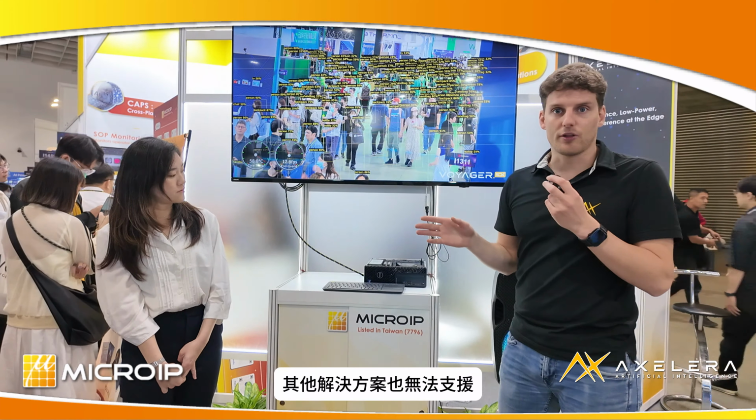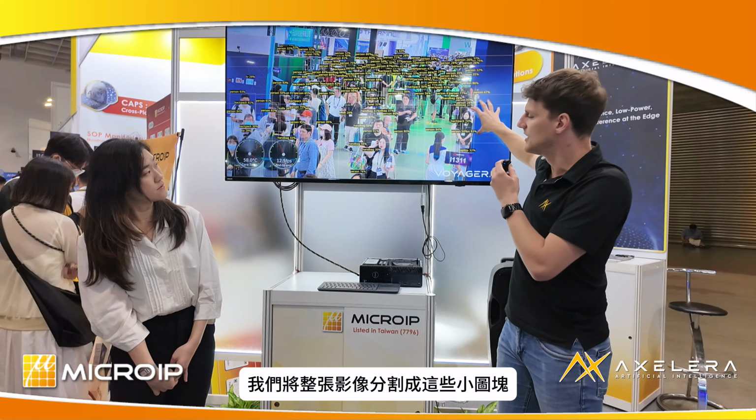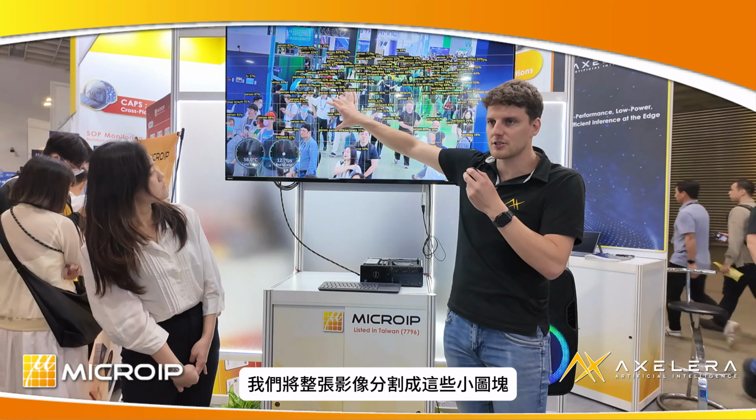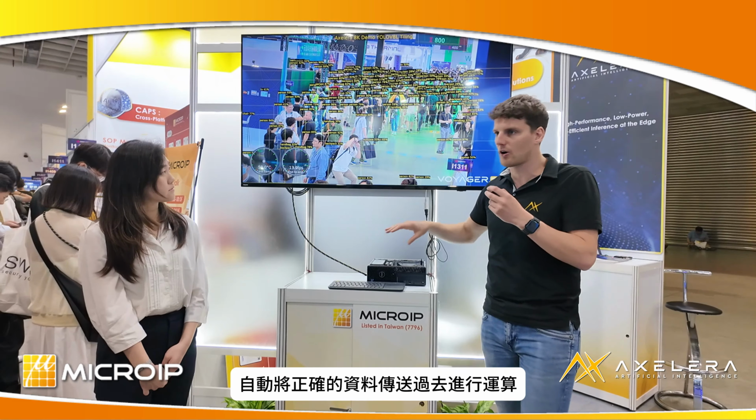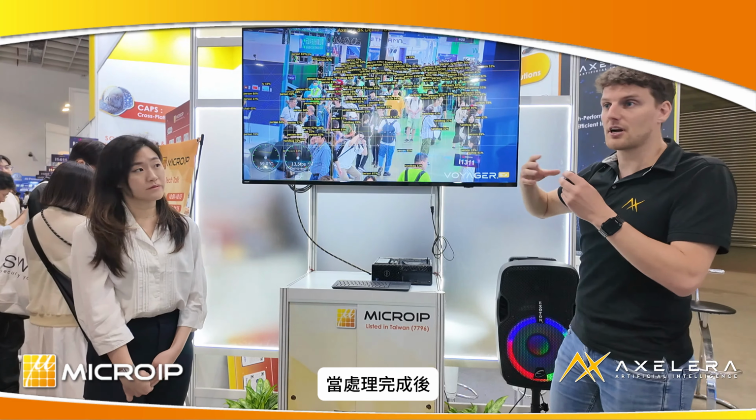Instead of that, we cut up the image into small parts that we call tiles. On the screen you can see these white boxes. We cut up the image into all of these small tiles and stream them into our cards. We're running two cards at the same time. Our SDK takes care of streaming the right data into the right card whenever there's processing power available. After the processing, our SDK stitches everything back together and shows it here on the screen. So that's what this demo shows.